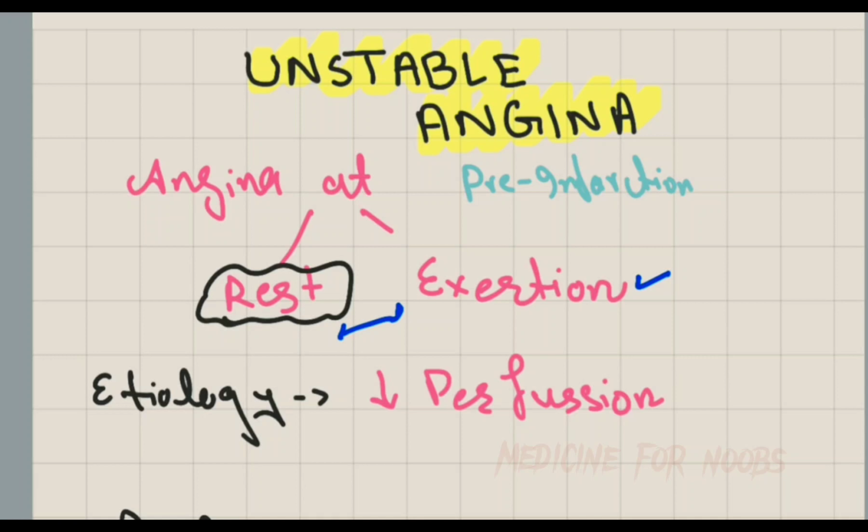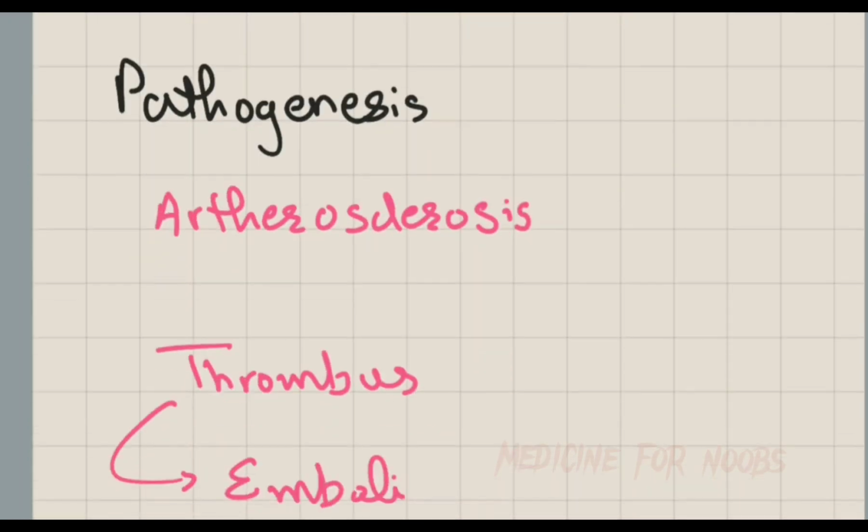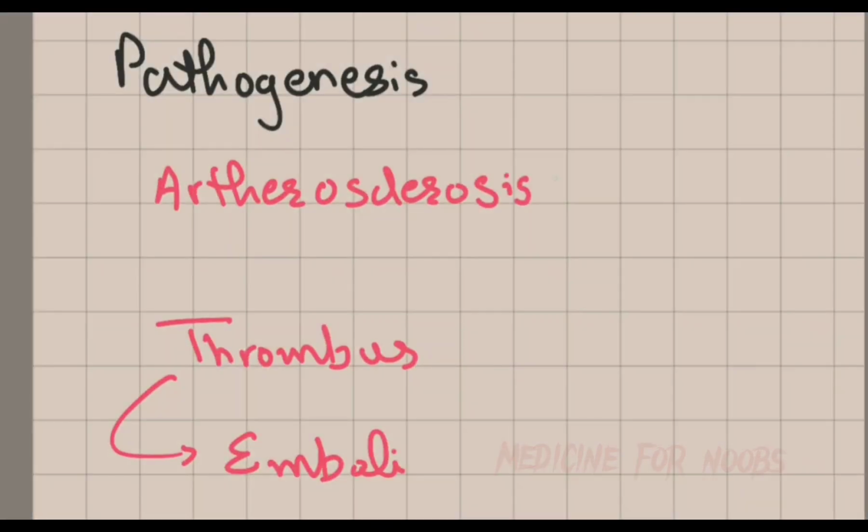The etiology of unstable angina is the decreased perfusion of the myocardial wall. The pathogenesis includes atherosclerosis, which is the main cause. What happens in atherosclerosis is that the coronary vessels get narrowed because of some deposition, formation of the plaque, or it may be the thrombus. So this causes retardation in the blood flow to the next area. That's why decreased perfusion occurs, which leads to ischemia.